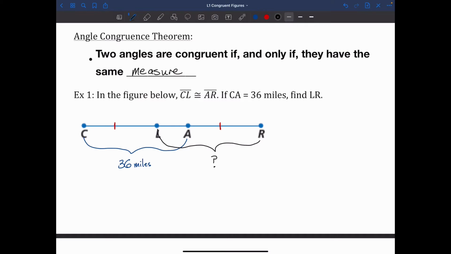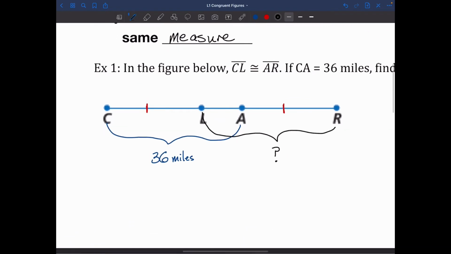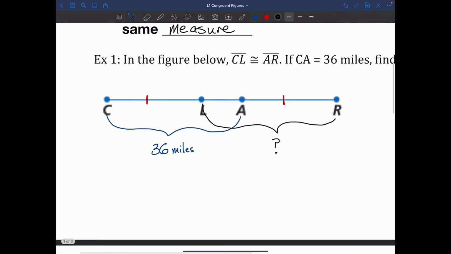Right? So let's think it through. We know that those red pieces are the same. So the 36 miles that I've got in blue on the left, from C to A, is made up of that red lined piece and also this extra little chunk in the middle.